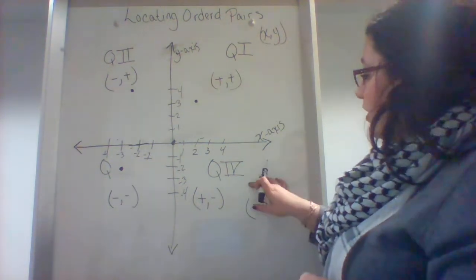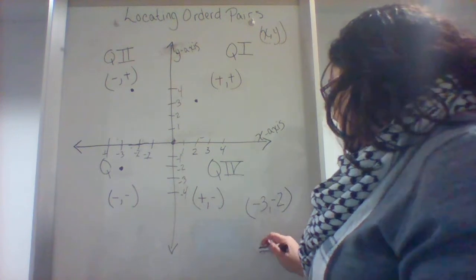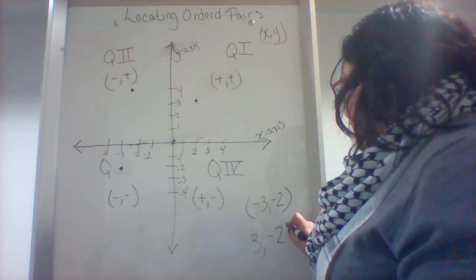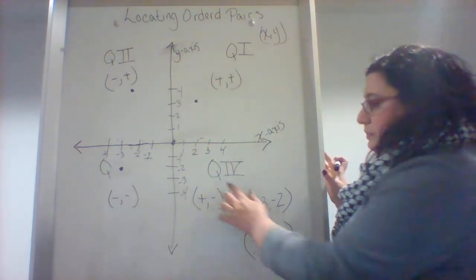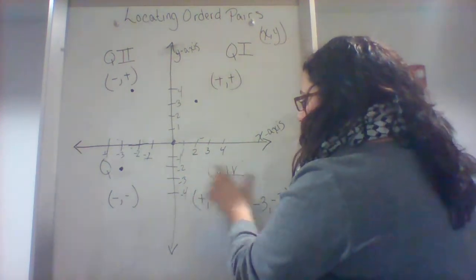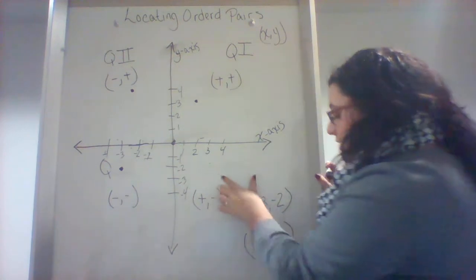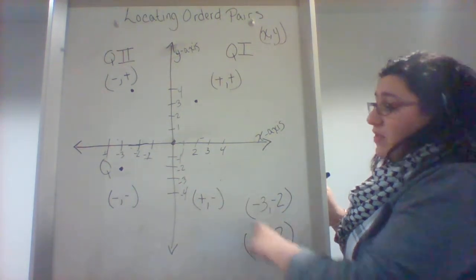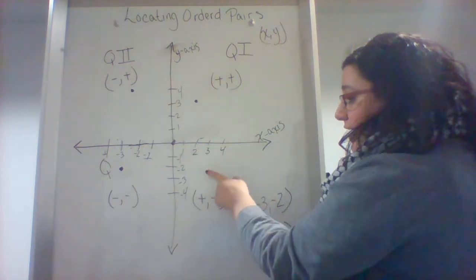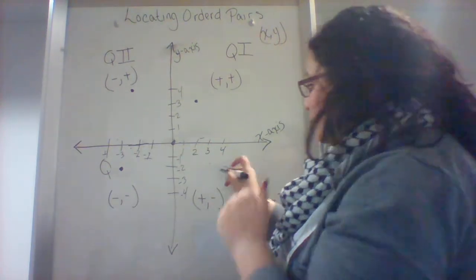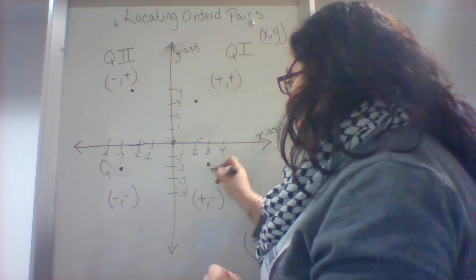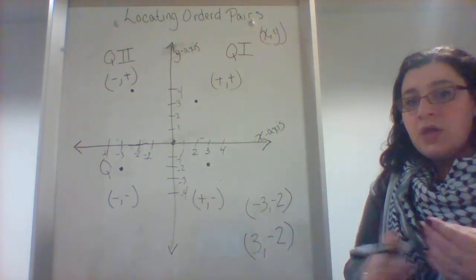And let's do one more that'll go in quadrant 4. So that means, let's go actually 3, negative 2. So it's going to be a mirror image. So in this scenario, my x is now positive, my y is still negative. So I'm going to go over to positive 3 and down to negative 2. Over 3, down 2. And that's where that coordinate would lie.